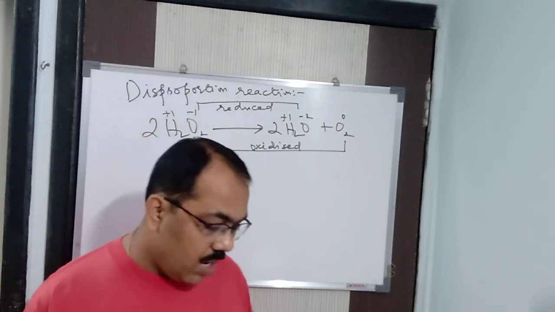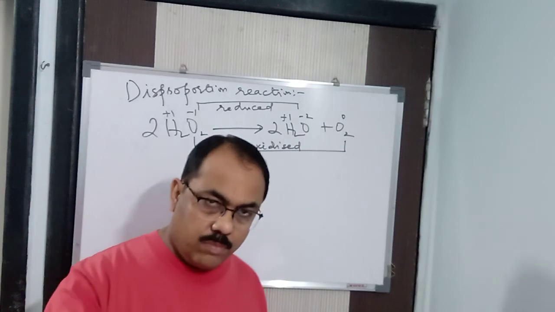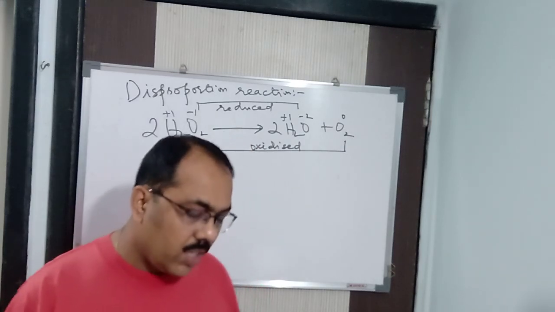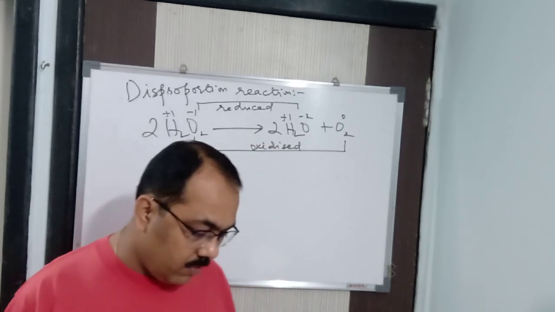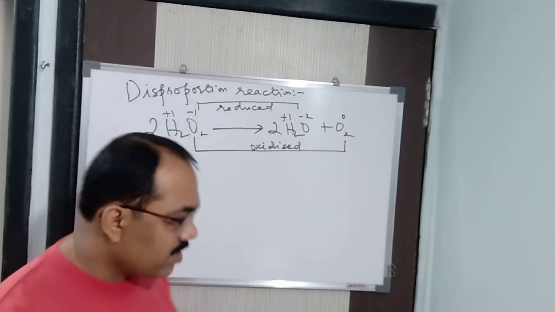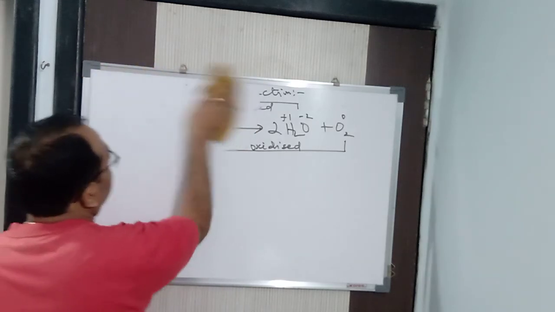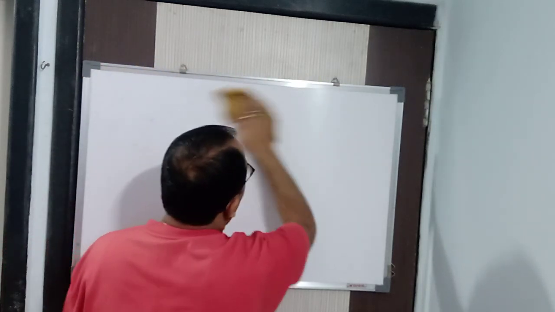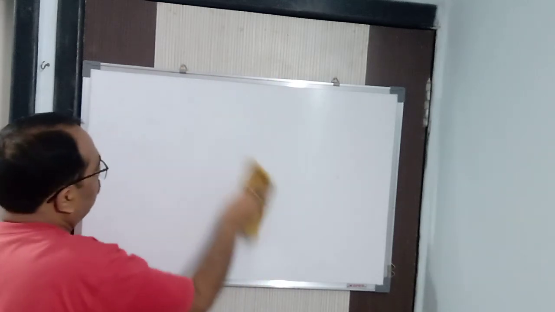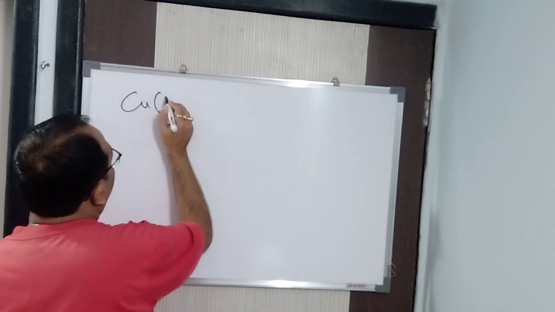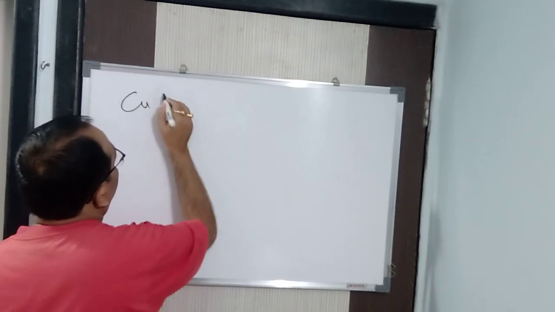Got it? So I am going to tell you both the methods now. I am going to tell you how you can balance it. The first one I am coming to is the oxidation number method. First I am going to tell you that one. So that is Cu plus HNO3. Let us see.